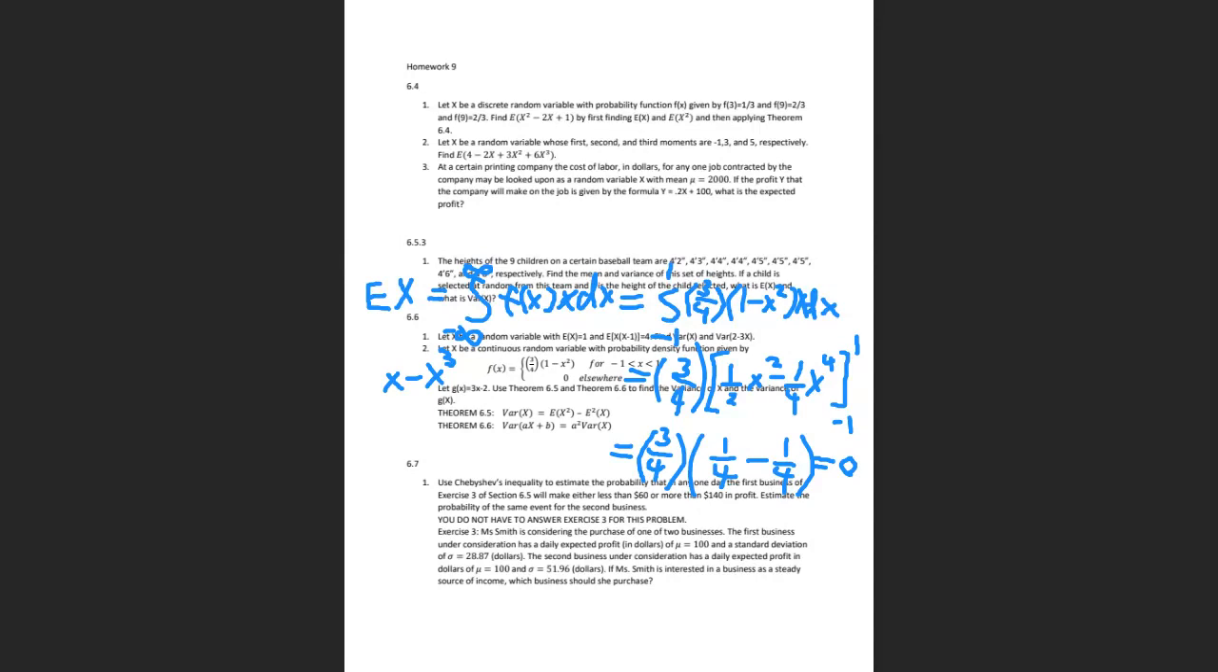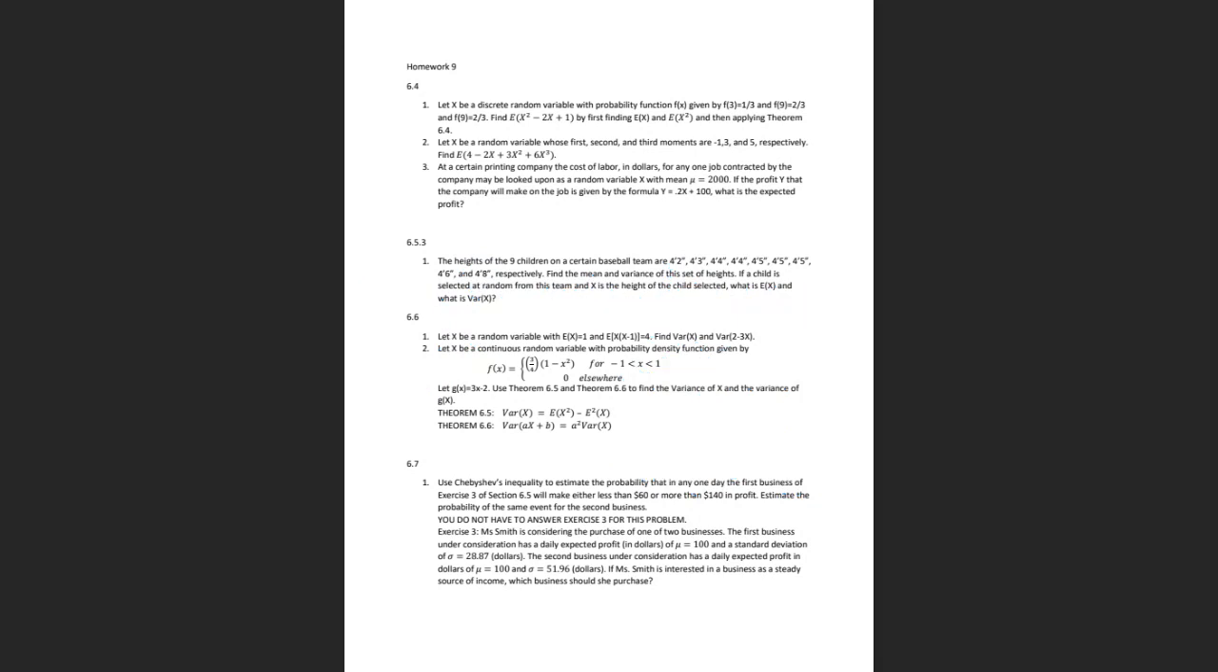Now, I'm going to erase this. Okay, so e of x is 0. Now, if you calculate e of x squared, it's equal to the integral from negative 1 to 1. Instead of negative infinity, you restrict it to negative 1 to 1, of f of x times x squared dx. And so now this is equal to the integral from negative 1 to 1 of f, which is 3/4, times 1 minus x squared times x squared dx.